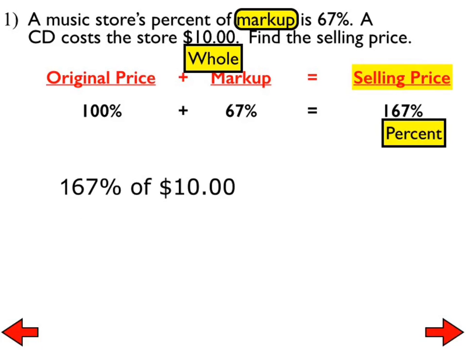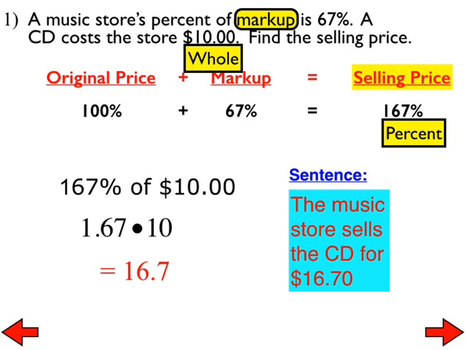We need to turn 167% into a decimal, and we're changing it to a math problem. So this would link back to 2 lessons ago. 167% as a decimal is 1.67, and 1.67 times 10 is 16.7. So once again, we end up with $16.70 for the cost of the CD.